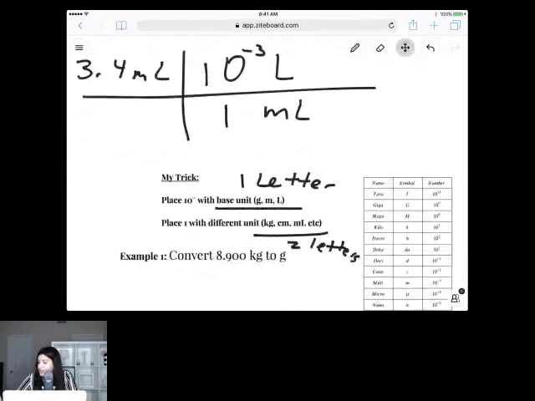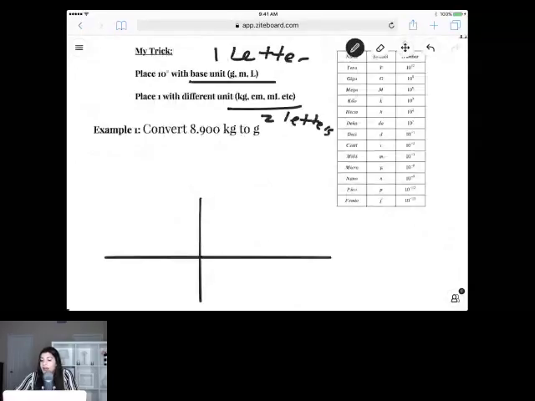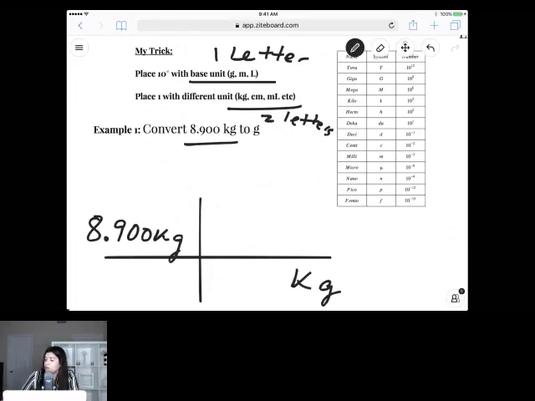Let's say we started with this example: convert 8.900 kilograms to grams. Our given is 8.900 kilograms. I'm going to place that here. Always start with our given. Align the units across from each other so we can cancel. Kilograms is going to go on the bottom because we'll have to cancel those, and then we're getting to grams, which is on top. Going back to the trick, our base unit, or the one with 1 letter, is the grams. So I'm going to place the 10 to some sort of exponent, and remember that kilo means to the 3rd power.